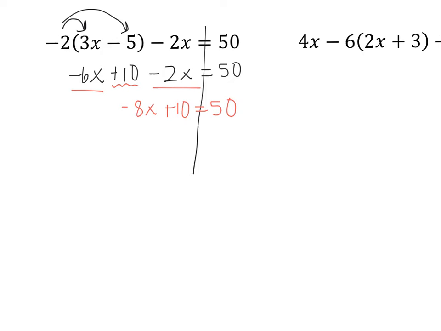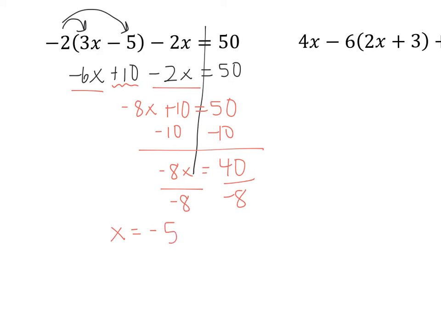Now I'll go ahead and solve for x. So I'll subtract 10 from both sides, and I'm left with negative 8x equals 40. Last step is to divide by negative 8 to isolate my variable x, and I get x equals negative 5. So here with this example, I actually got a number answer, and that's different than the last two examples when we got no solution and infinitely many solutions.